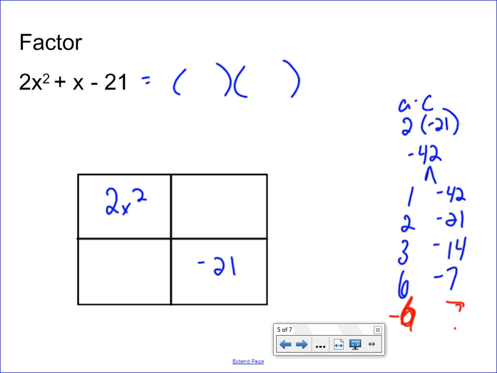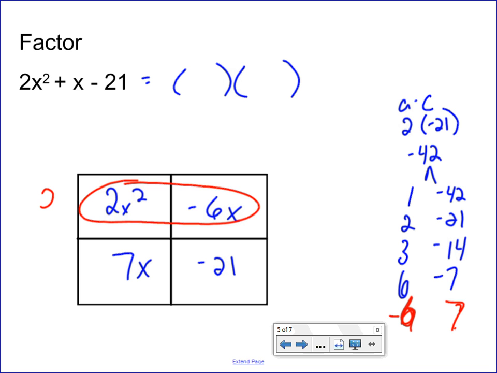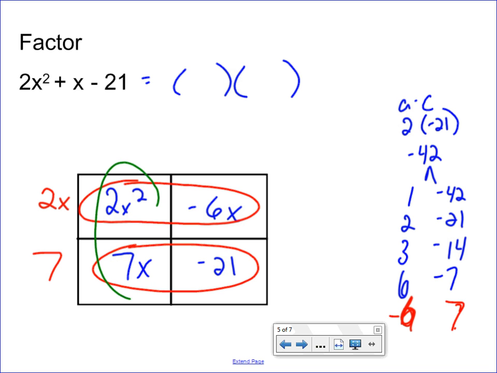Let me just write that a little neater. So one of these would be a negative 6x, one of these would be a 7x. And you may ask yourself, well, does it matter where they go? And the answer there would be no. It doesn't matter which position they hold. Okay, so for these two, the common factor would be a 2 and an x. Common factor here, that would be a 7. If I look at the common factor here, all I have is an x in common. Common factor here, I would have a negative 3.